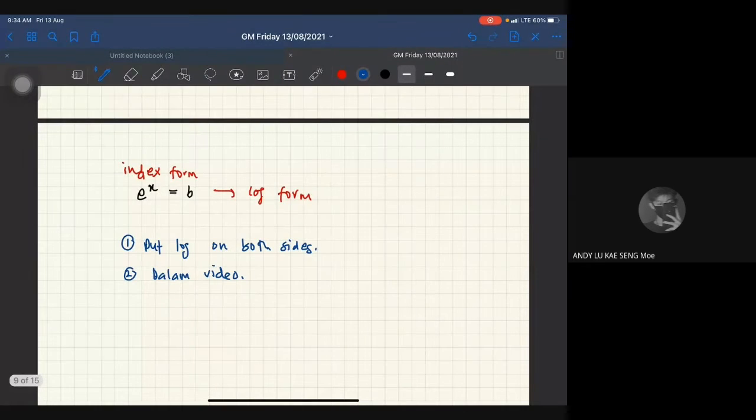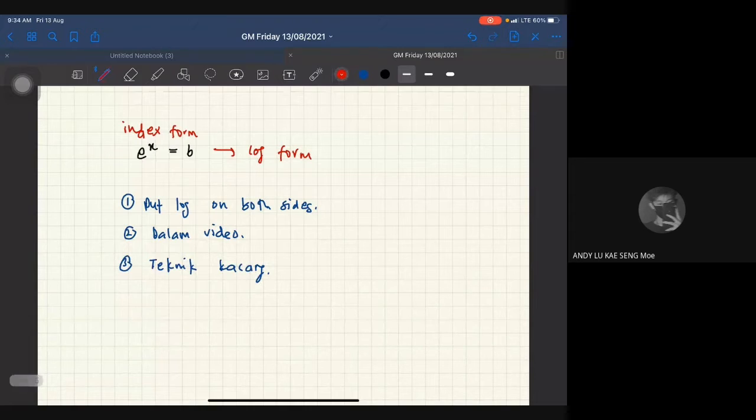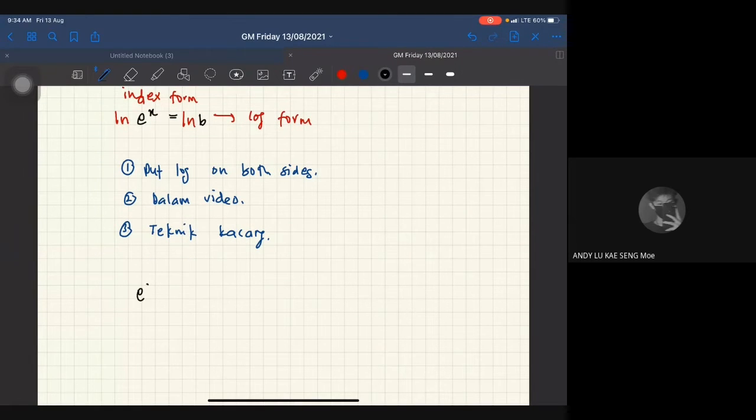Dia ada lagi satu cara yang ketiga. Kita panggil dia sebagai teknik kacang. Macam soalan tadi, kita letak ln kan. Awak letak ln, kat sini pun awak letak ln, sebab awak nak hilangkan dia punya e tu. Lagi satu cara apa yang awak boleh buat. Contohlah e to the power of x equal to b. Kita akan menggunakan teknik kacang. Make sure awak punya indices tu berada di sebelah kiri and awak punya number berada kat sebelah kanan.